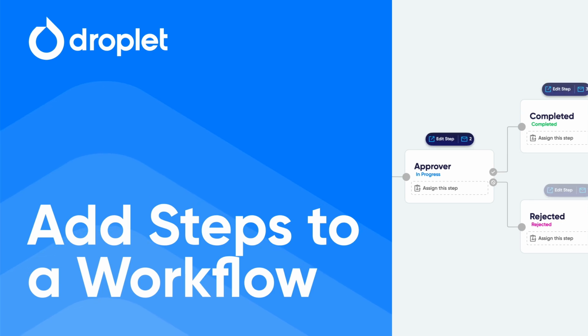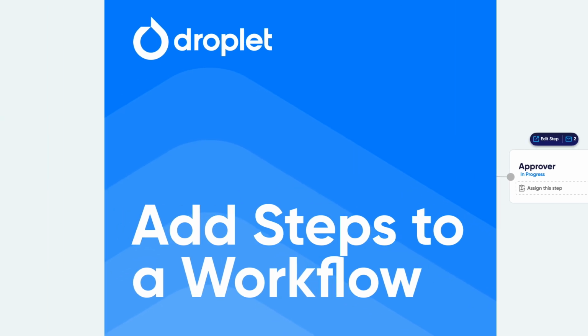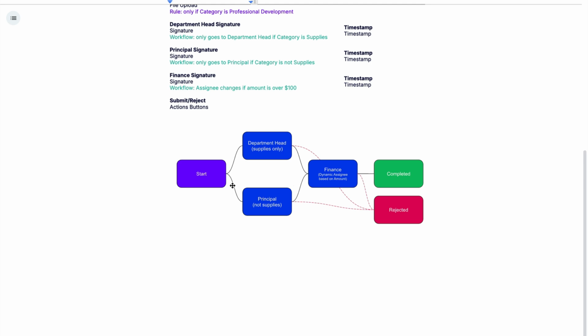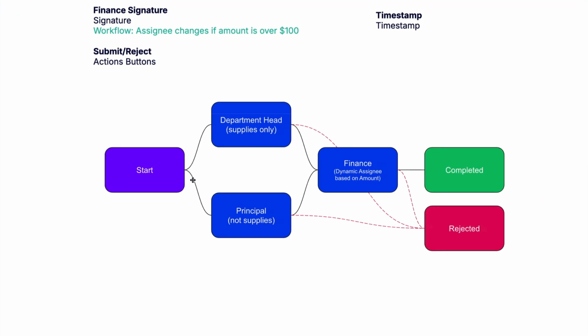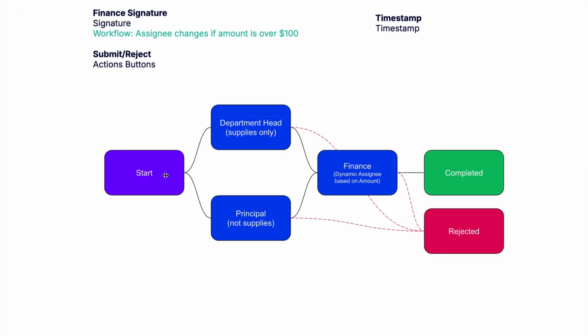Okay, so now that we understand a little bit more about workflow steps, let's go and build this workflow in Droplet. The idea here is we're going to have a start step, which is already in there because that comes default with all Droplet workflows. And then we're going to have a little branch here.